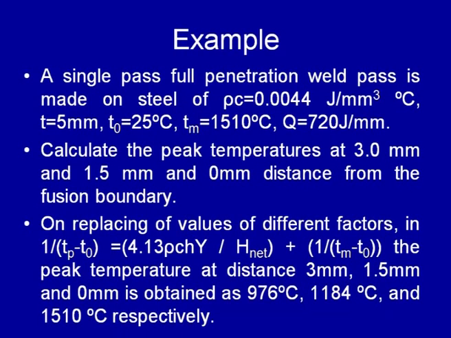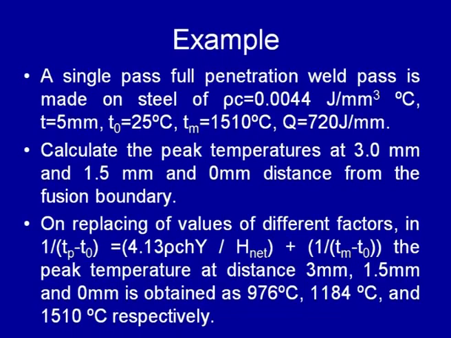So, now we will take up one example related to the calculation of the peak temperature during the welding of steel. Say a single pass full penetration weld is made on a steel having rho c equal to 0.004044 joule per mm cube per degree centigrade. Initial plate thickness is 5 mm, initial plate temperature 25 degree centigrade, and the melting point of the steel say 10 degree centigrade, and the net heat input is 20 degree centigrade.